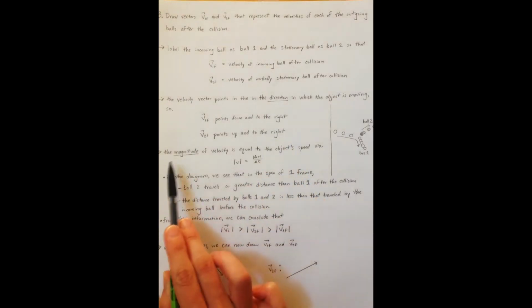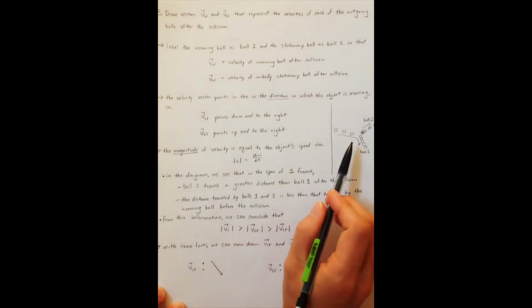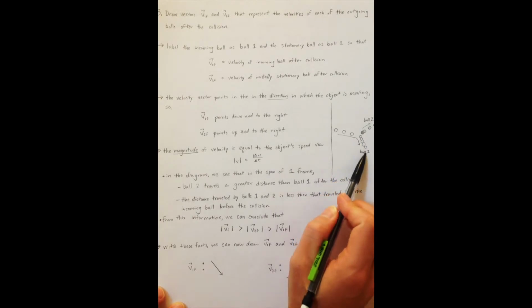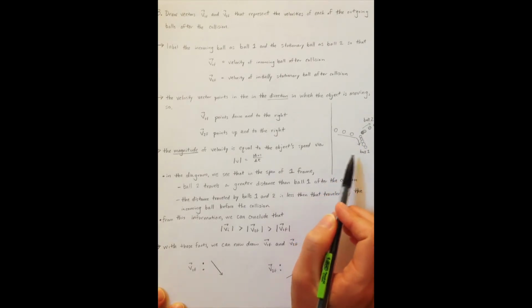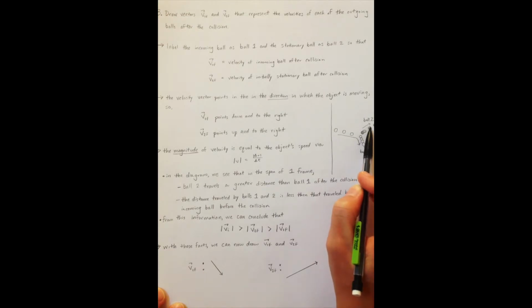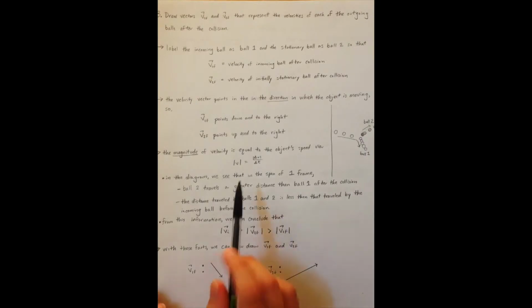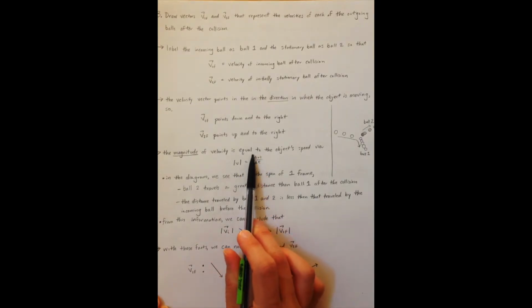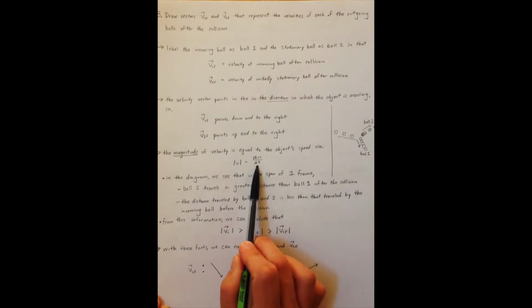In order to draw the vectors v1f and v2f, we will need to know both the direction and the magnitude of each of these vectors. The direction of a velocity vector is the direction of motion, so for v1f, this will point down and to the right as shown in this picture, and for v2f, it will point up and to the right as shown in that picture. The magnitude of the velocity vector is equal to the displacement divided by how long it took for that displacement to occur.